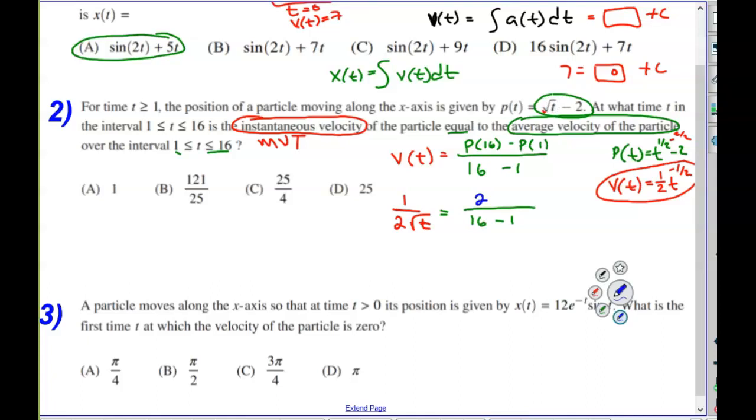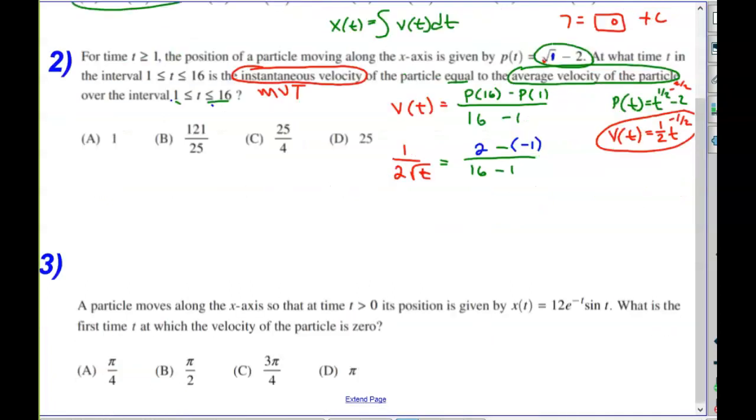And then if I did the same thing at 1, if I plug 1 in here, square root of 1 is 1. 1 minus 2 is negative 1. So the mean value theorem says the derivative is equal to the slope of the position between 1 and 16. What is the formula where you divide and then when you take the derivative, you divide by +1 and then do the same?